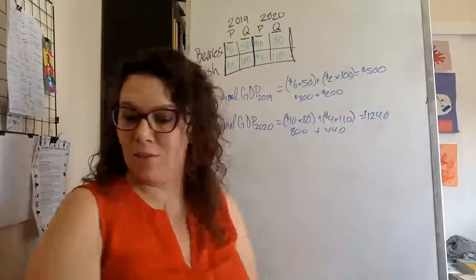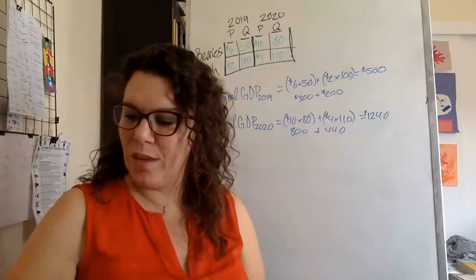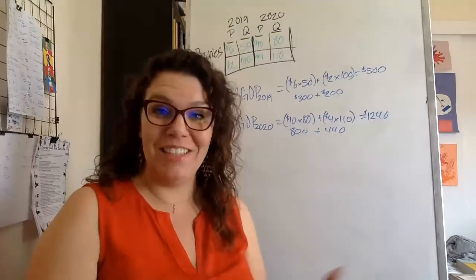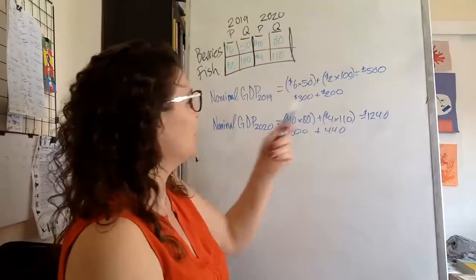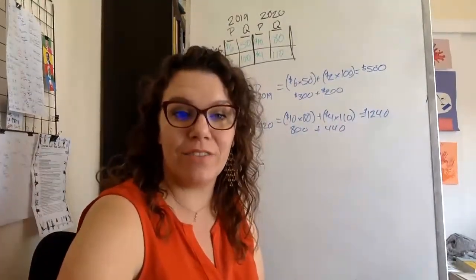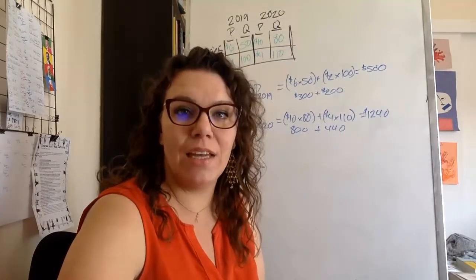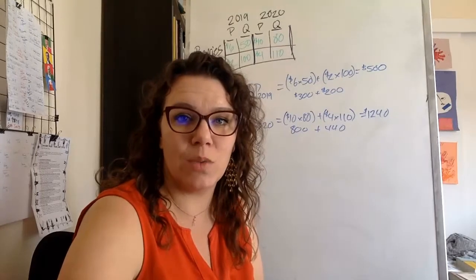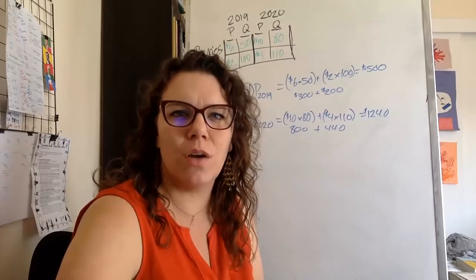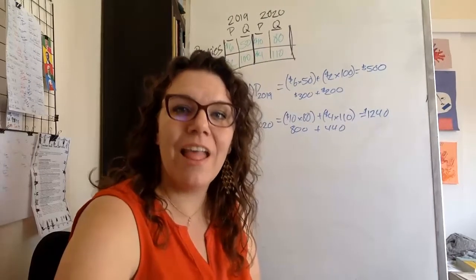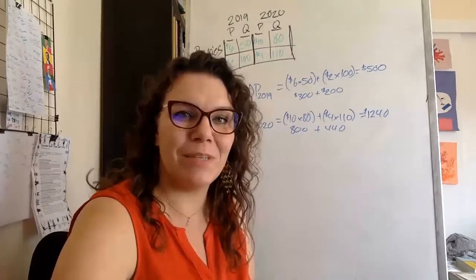Make sense? So far, so good? Cool. So that is number 3. That's done, right? Nominal GDP for 2020 and 2019. Now, if we want to calculate the GDP deflator, we have to go in and find what the real GDP was for 2020. And so that's the tricky part. So let's go in and calculate the real GDP for 2020. Then we can go in and calculate the GDP deflator.